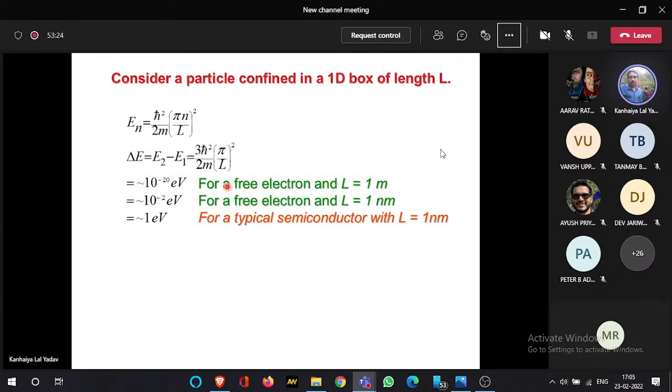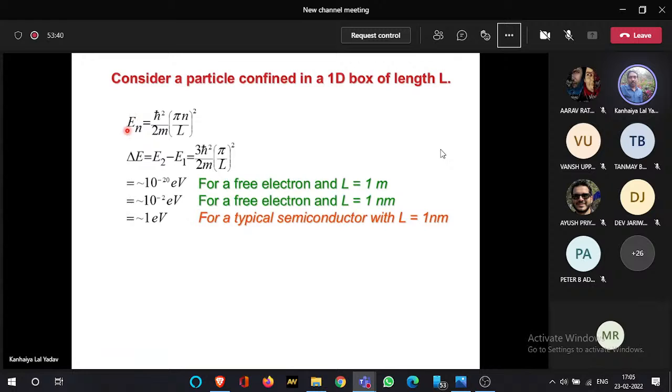I think you might have known this formula, you might have done particle in a box. Have you done it, anybody in the class? Yes sir, we have done this in the quantum chemistry course. Yes, we had done this in chemistry, quantum mechanics.